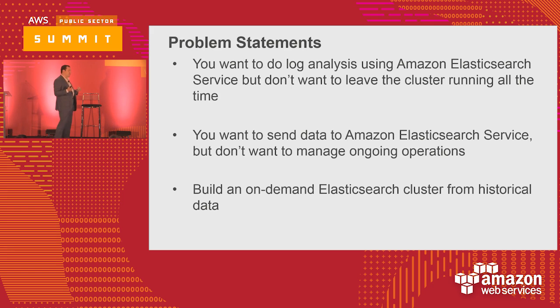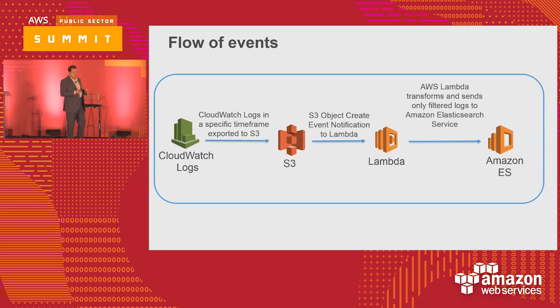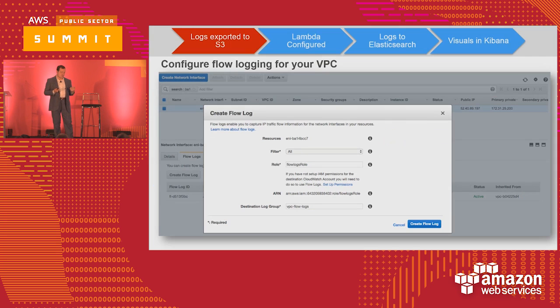And so you want to build an on-demand Amazon Elasticsearch cluster. You want to analyze not just the live stream of all your data, you want to analyze data from a specific time period. So you had some incident happen, you only need certain logs. The way that we would do this is we would export logs from a specific time frame from CloudWatch Logs to S3. We would again use the same object create event notification to Lambda. Lambda would then take those logs and transform them into JSON so that they're useful for Elasticsearch. So we're going to have Lambda do that and send them to an Elasticsearch service.